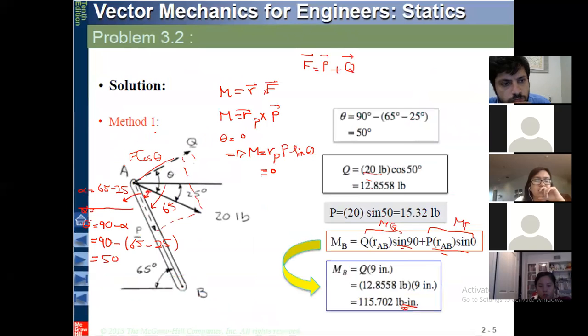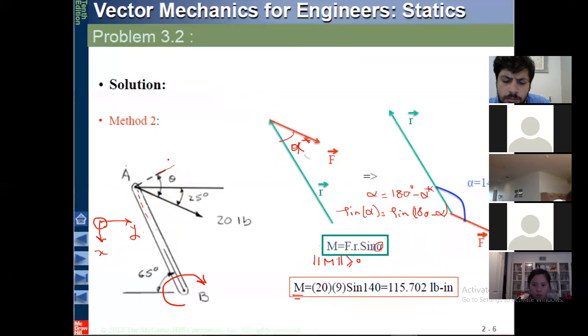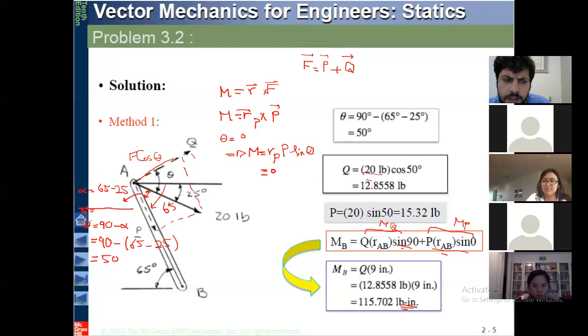Well, you can use both methods whenever you want. In this problem, it doesn't really matter whether you use method one or method two. But let me think if there's any case that you can't use method one. Maybe it is best not to use method one when you can't decompose a vector into components where one of the components is not exerting any moment. So then it is best not to use this method.